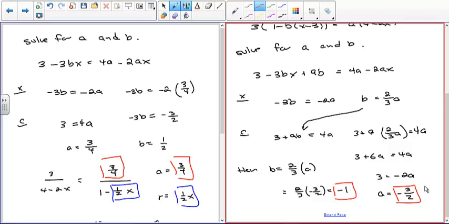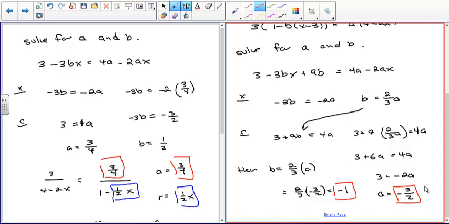9 divided by 3 is 3, 3 times 2 is 6, 4 minus 6 is negative 2. Divide by negative 2, you get negative 3 halves for A, and then B is 2/3 times A, so you get 2/3 times negative 3 halves, which is negative 1. So those are the coefficients that you come out with.